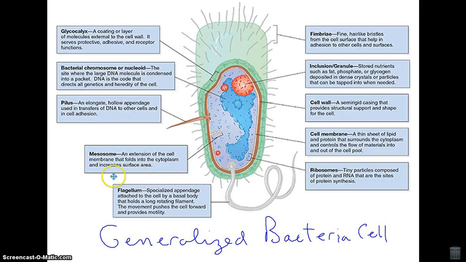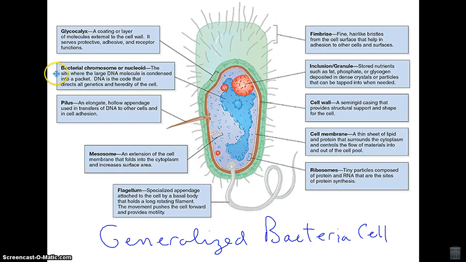Down at the bottom here, many will have flagellum, which is specialized for movement and allows them to move away from stimuli and be motile. Pilus is one that we'll talk about when we talk about conjugation, so many of them will use that. It's a hollow appendage used to transfer DNA from bacteria to bacteria.